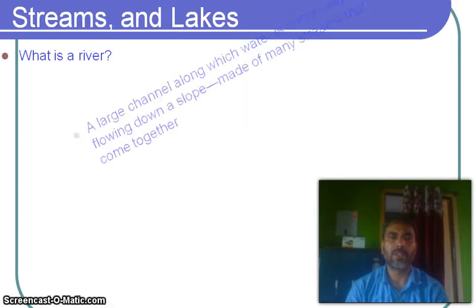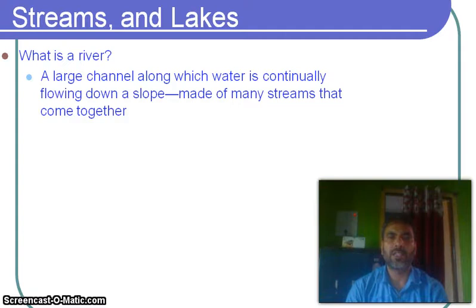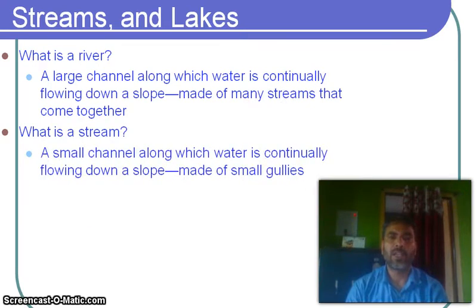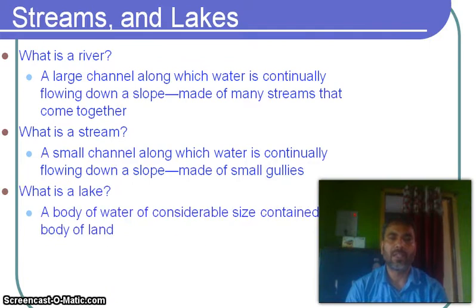What is a river? A large channel along which water is continually flowing down a slope, made of many streams that come together. What is a stream? A small channel along which water is continually flowing down a slope, made of small pools. What is a lake? A body of water of considerable size contained on a body of land.